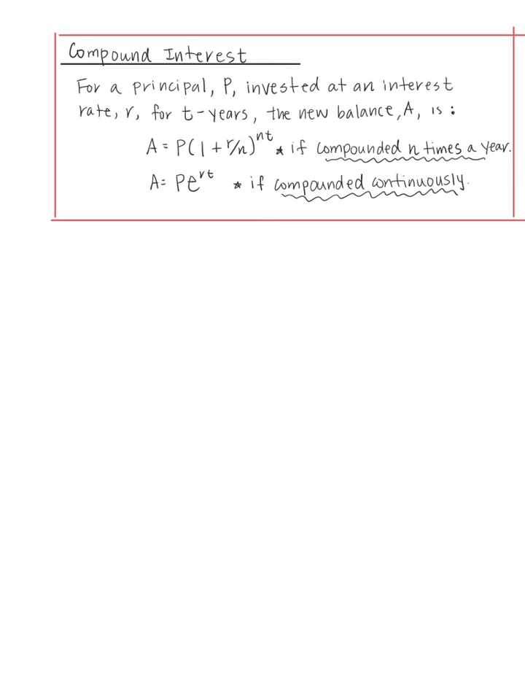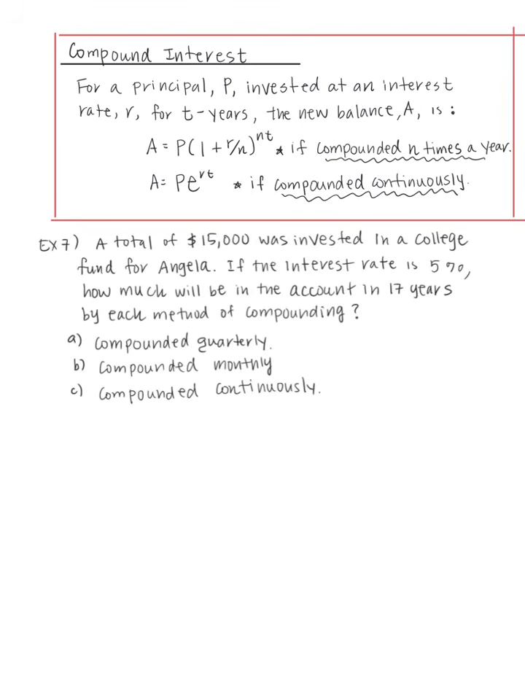The new balance A is denoted by A equals P times the quantity 1 plus r over n, to the nt power. nt means n times t. Now that formula is for when the interest is compounded n times a year. And another formula is A equals P times e to the rt. Now in this case, the interest is compounded continuously. Now let's take a look at some examples involving compound interest.